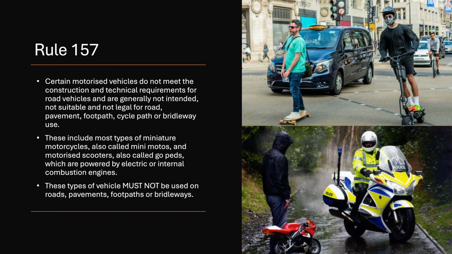Rule 157. Certain motorised vehicles do not meet the construction and technical requirements for road vehicles and are generally not intended, not suitable and not legal for road, pavement, footpath, cycle path or bridleway use. These include most types of miniature motorcycle, also called mini-motos, and motorised scooters, also called go-peds, which are powered by electric or internal combustion engines. These types of vehicle must not be used on roads, pavements, footpaths or bridleways.